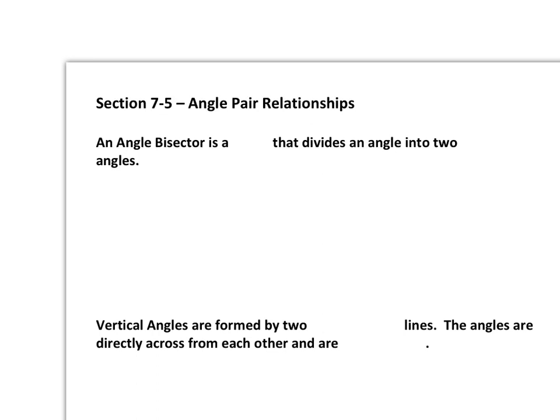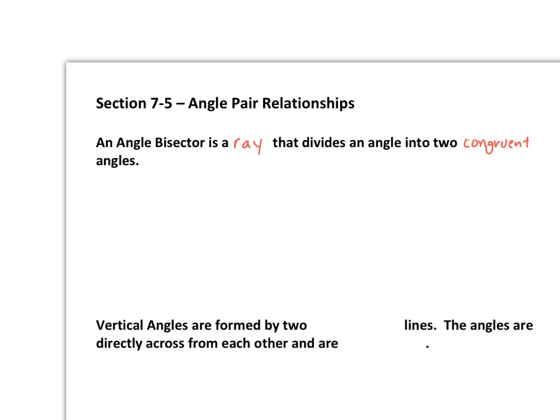All right, today we're going to talk about the relationship created between different pairs of angles. So an angle bisector is a ray that divides an angle into two congruent, remember congruent means equal, two congruent angles.